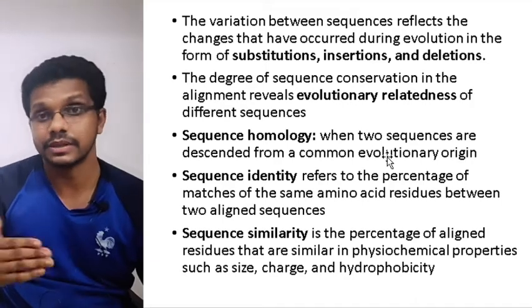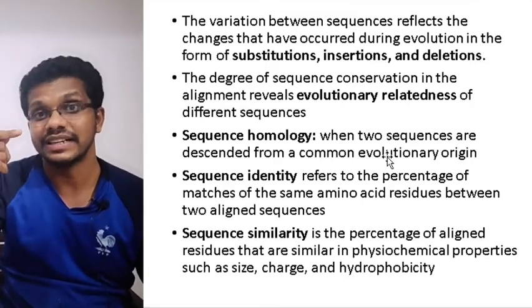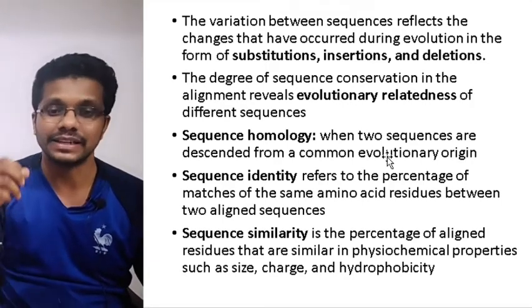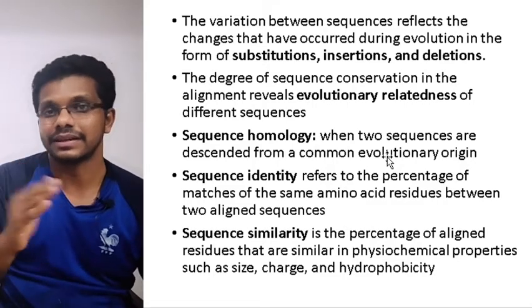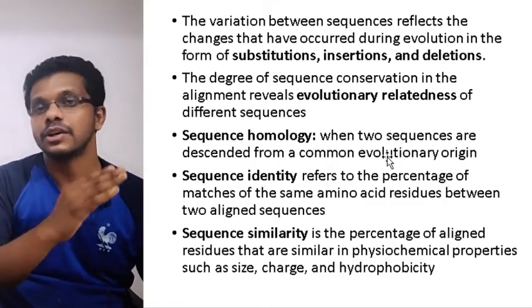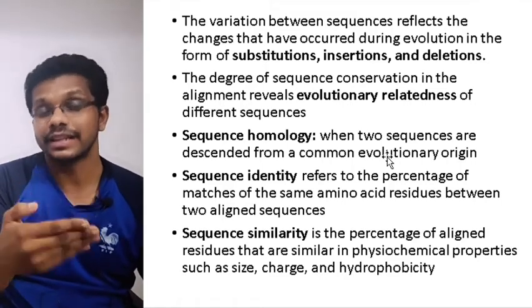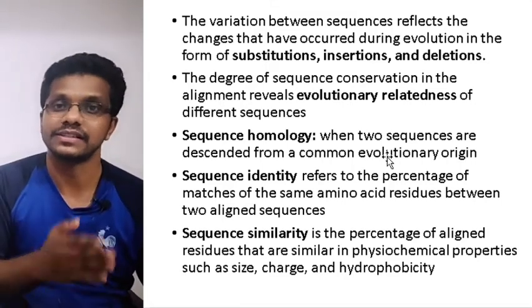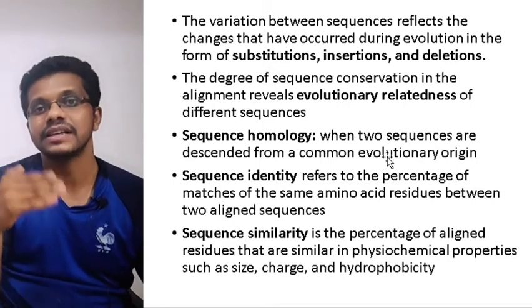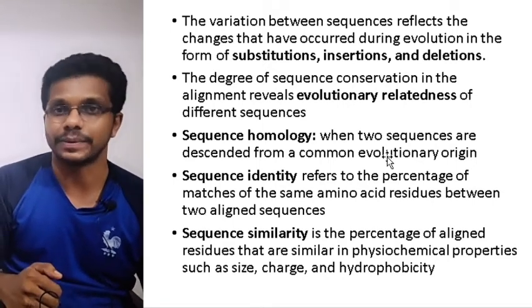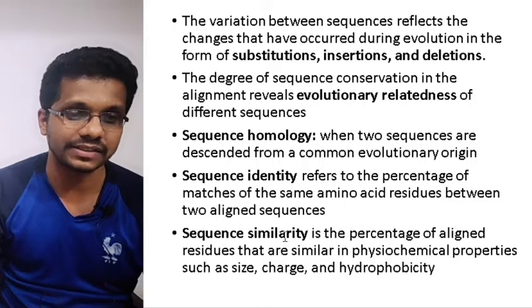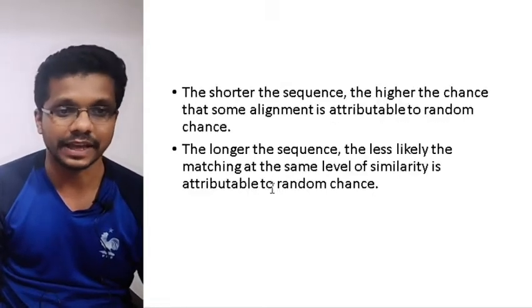So there is a difference between identity and similarity. In case of identity, they are exactly the same, but in case of similarity, they are not the same, but they are physiologically similar. Maybe one amino acid is replaced by an amino acid with a physiologically similar property. Maybe a hydrophobic amino acid is replaced by another hydrophobic amino acid of similar size. So that's the difference between identity and similarity.